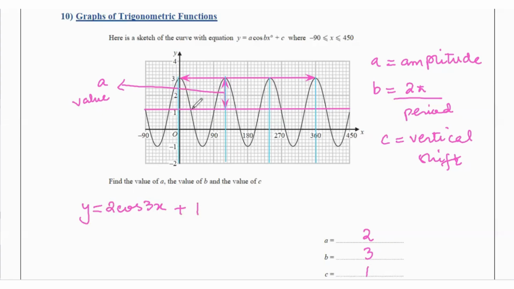2, which is the amplitude, is the distance from your x-axis, which is the middle of the graph, to the maximum point of the graph. b, which is your 2 pi divided by period, is basically the number of times you're making one complete wave from 0 to 360. So from 0 to 360, we can see that we can make 3 complete waves. And c, which is your vertical shift, shows how much the graph has moved. Since the amplitude is 2, it should have been at 2 over here, not at 3. But since it's at 3, that means the graph has shifted 1 unit up.